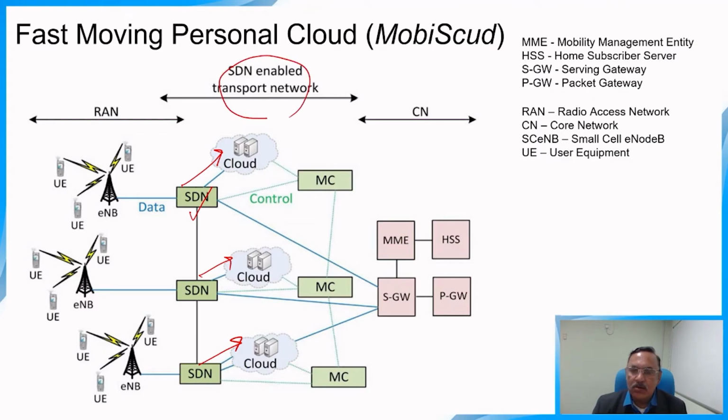Within the RAN or close to the RAN. So, these clouds are assumed to be highly distributed, similarly as in the case of SCC and MMC, enabling the cloud to all UEs in the vicinity. MobiSCUD introduces a new control entity called MobiSCUD control, MC. Here this is called MobiSCUD control, that is MC.